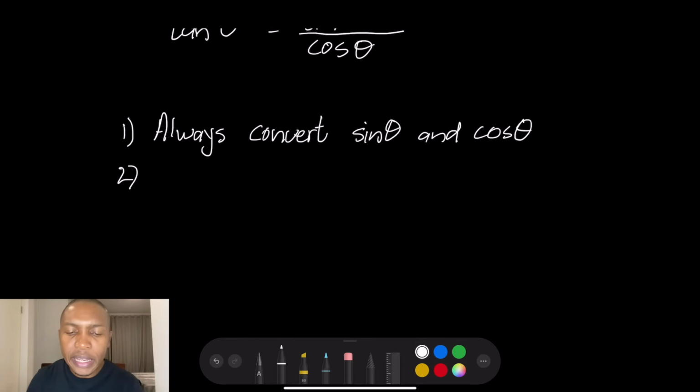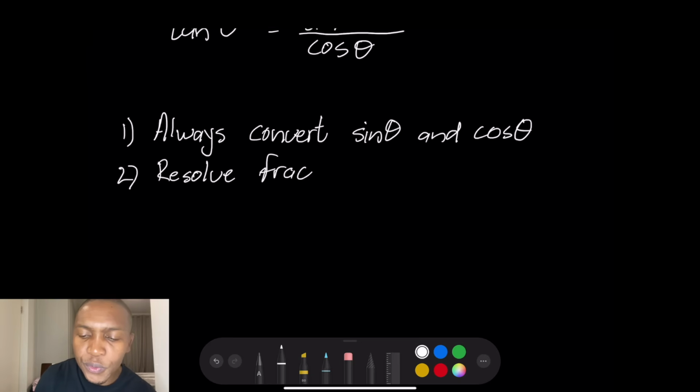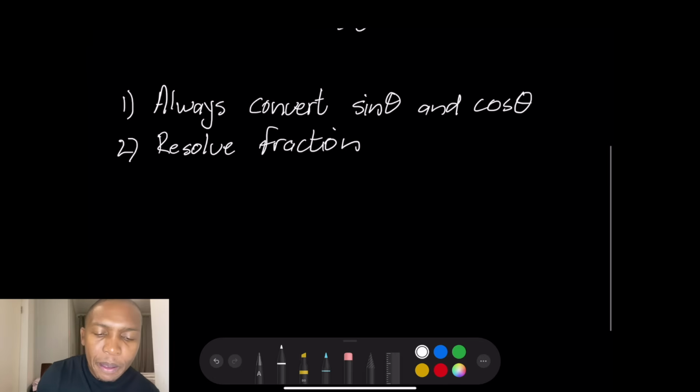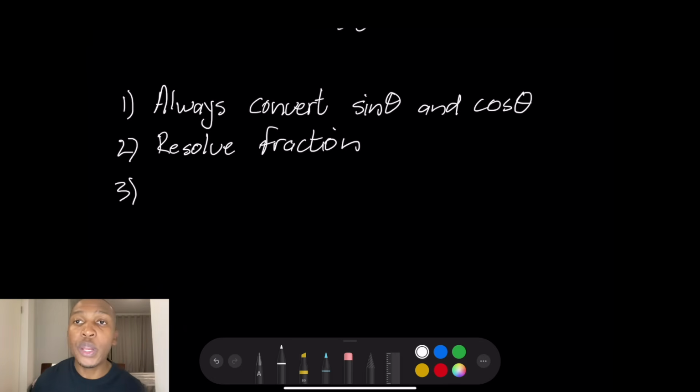Secondly, if you've got fractions, always try to resolve fractions or get rid of fractions if possible. Thirdly, especially when it comes to proving identities, where you're supposed to prove whether left-hand side is equal to right-hand side, work out both sides separately.